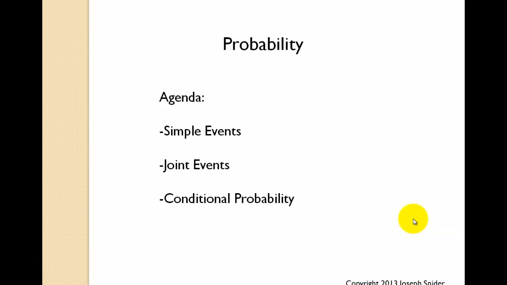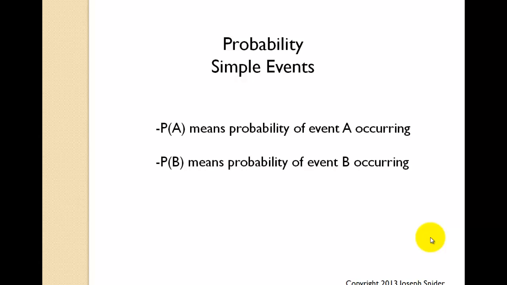Today we're going to talk about probability in terms of simple events, joint events, and conditional probability. Probability of A, or P with parentheses around A, means the probability of event A occurring. So that's the notation for it. Probability with parentheses around B means the probability of event B occurring.